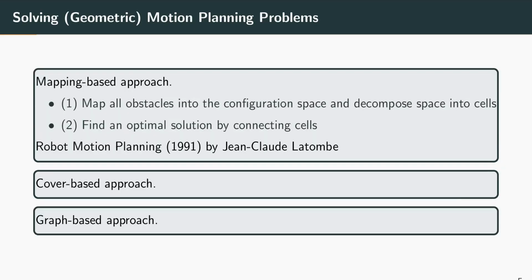So for the mapping-based approach, the idea is that we try to map all of these obstacles in the configuration space into some sort of discrete cells, and then we look at how we can connect these cells. You can almost think about it like a graph, but instead of having a zero-dimensional vertex, you have these cells that take up volume. And it turns out that that kind of approach is pretty old. So it was developed in the 90s.